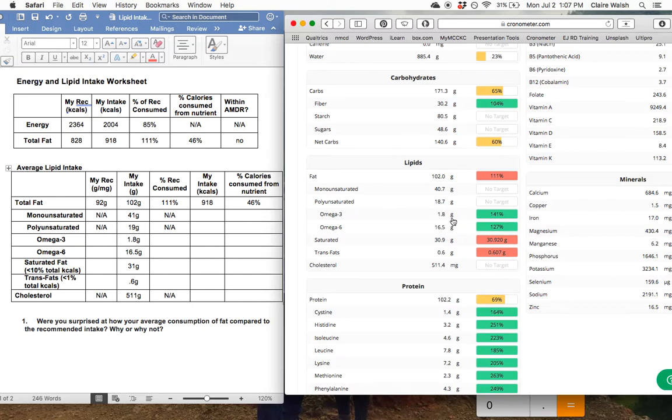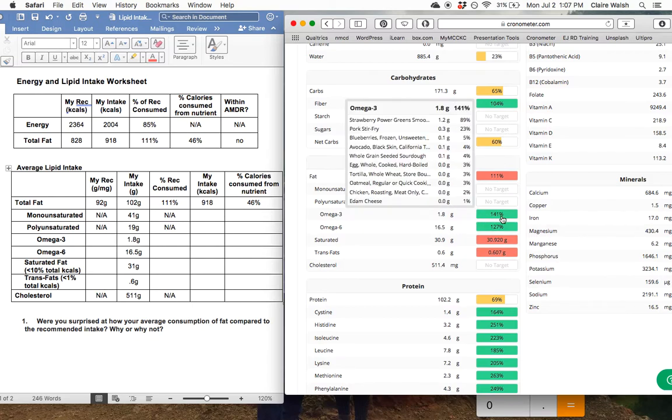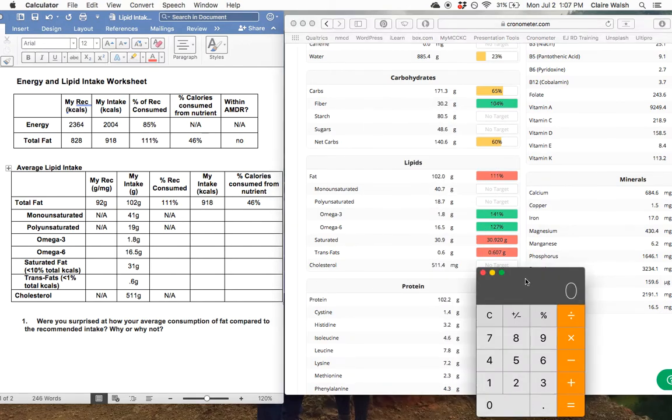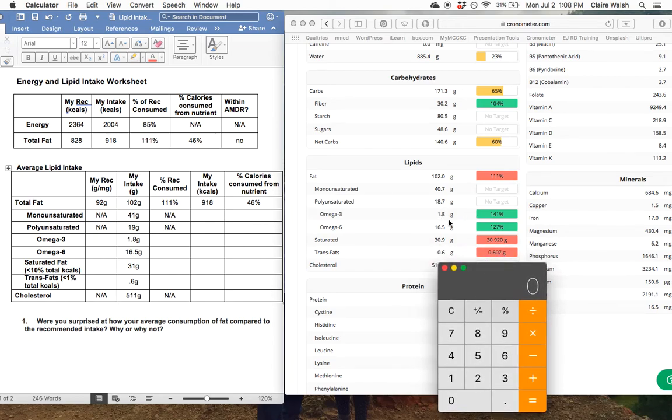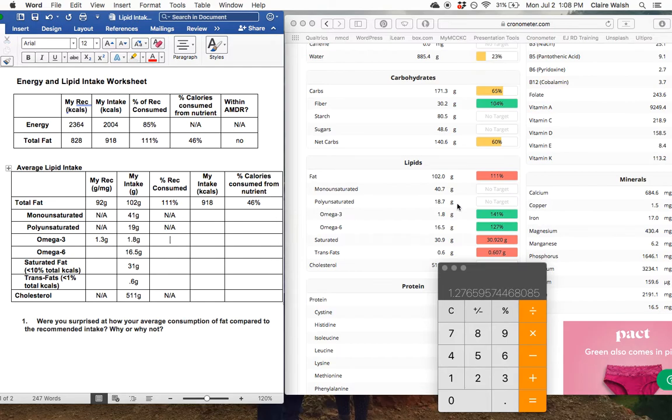So you can see here I consumed 1.8 grams, which was 141% of my recommendation. So to figure out what my recommendation is, I take my intake, 1.8, divided by this percentage, 1.41, equals 1.27. I'm going to round that to 1.3. So my recommendation was 1.3 grams per day. And since we can already see the percentage, I consumed 141% of my omega-3 goal. I'm going to go ahead and write that in percent of recommendation consumed.